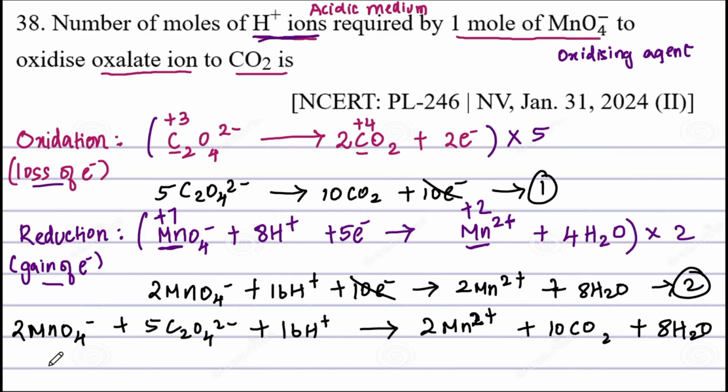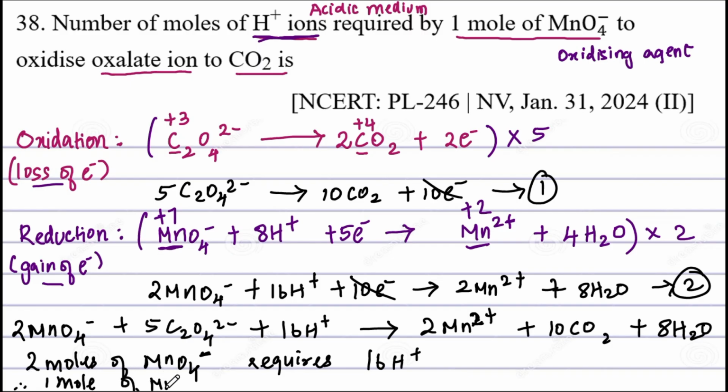In this final equation, 2 moles of MnO4- requires how many H+ ions? 16 H+ ions. Therefore, 1 mole of MnO4- requires 8 H+ ions, just half of the first equation. So 2 moles require 16 H+ and 1 mole of MnO4- requires 8 H+ ion. So the answer is 8.